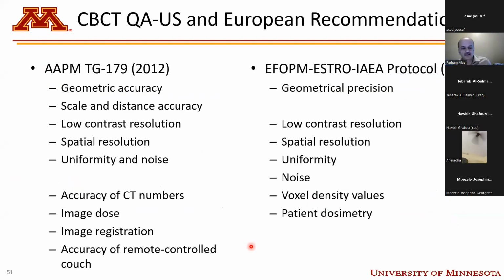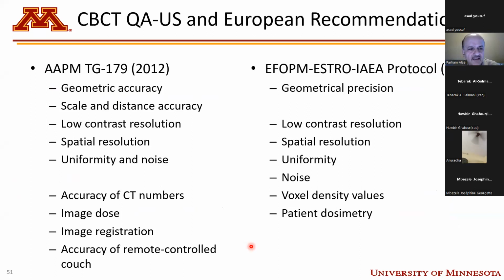So if you list the different QA recommendations, again, these reports are recommendations, and different countries may have different guidelines or mandates. But these are recommendations. In the US, we follow recommendations, but these are not mandates. Mandates are usually set by the states.